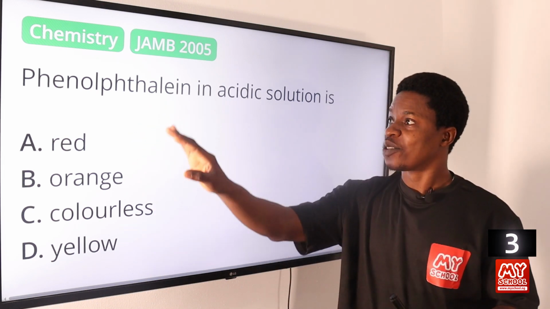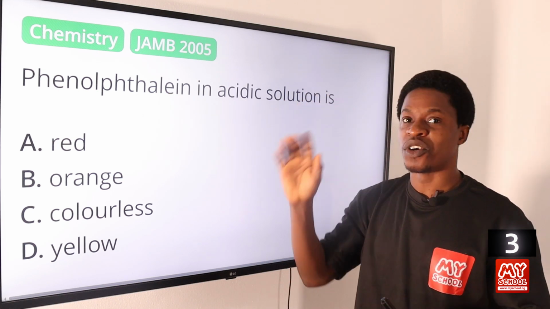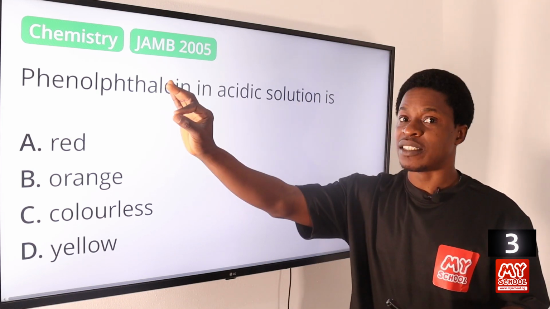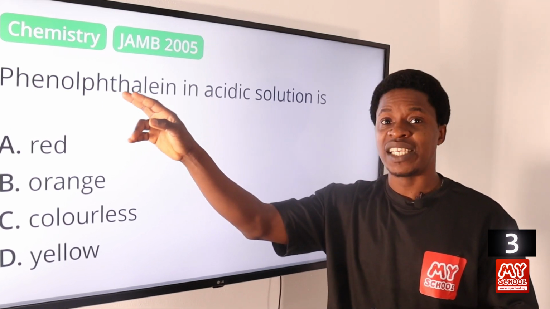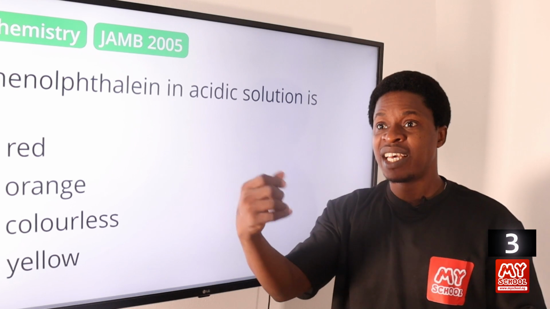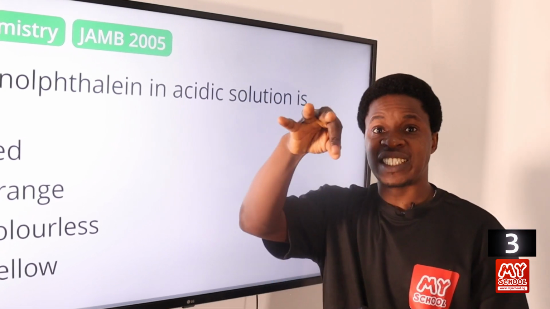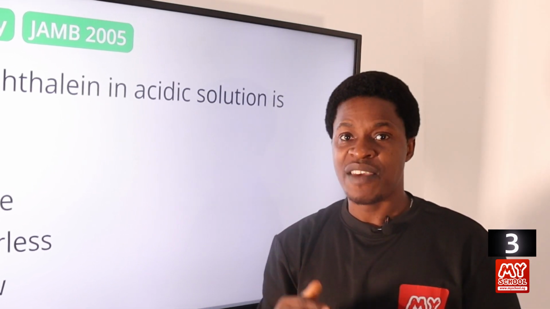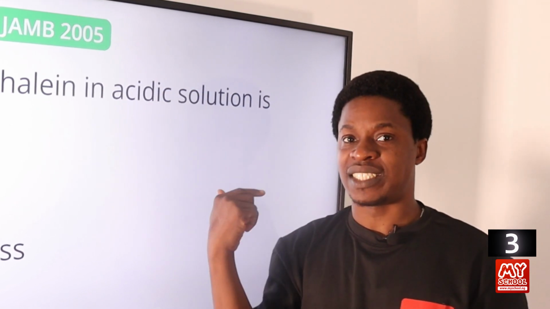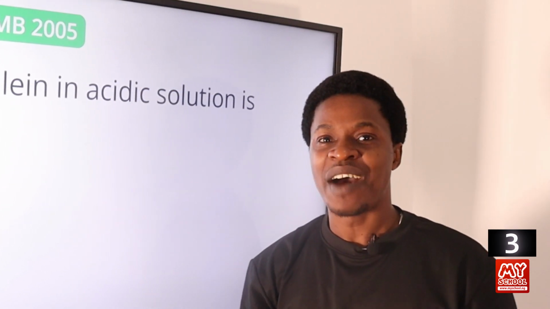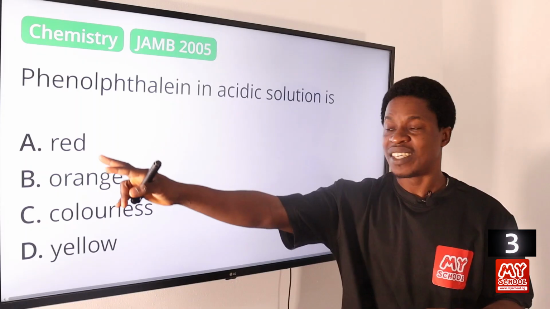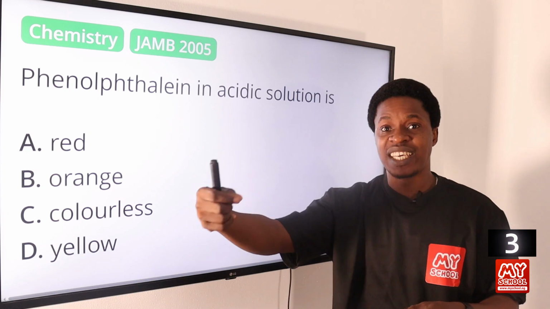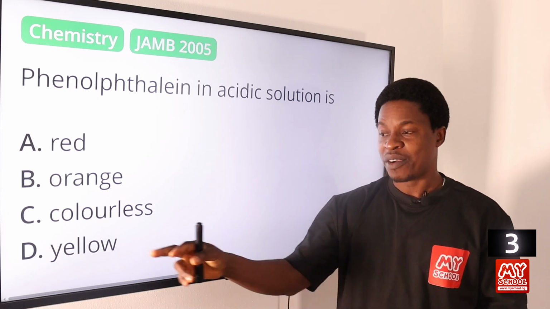We have methyl orange also. So the question says phenolphthalein in acidic solution is what? Usually if you add a drop of phenolphthalein solution, or a pinch in powdery form, into an acidic solution, that solution is going to turn colorless. If you add the same phenolphthalein into a base, an alkaline solution, you are going to have a pink coloration. On the other hand, if you add methyl orange into an acid, you are going to have a red color, and if you add the same methyl orange into a basic substance, you are going to have a yellow color.